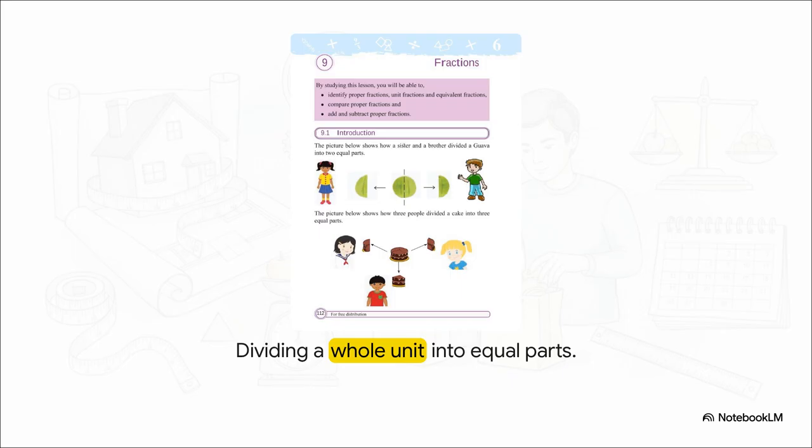Each kid gets 1 part, our numerator. Boom! 1/2 each. Now on the right, we've got a cake being shared among 3 friends. Cut into 3 equal pieces, so our denominator is 3. Each friend gets 1 piece, so the numerator is 1. Everyone gets 1/3. It's mathematical fairness, guaranteed.